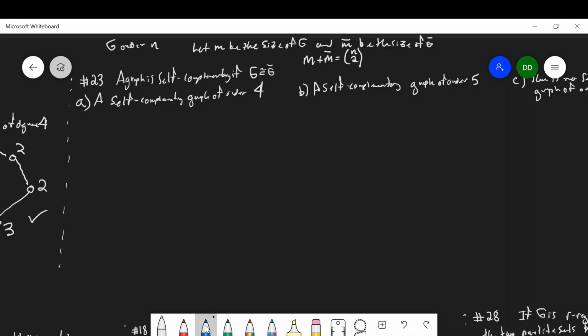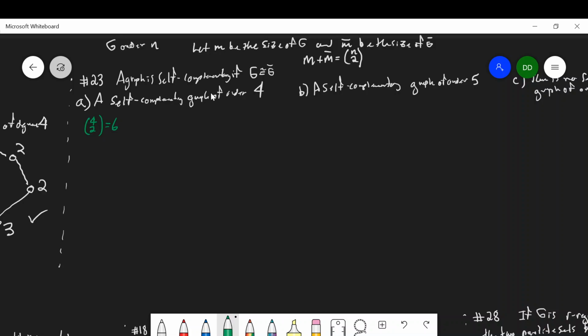So, yeah, I should do these solutions in green. I think I started that and forgot. So n choose 2, so 4 choose 2 is 6. And so what this means is that M and M bar have to add together to 6.